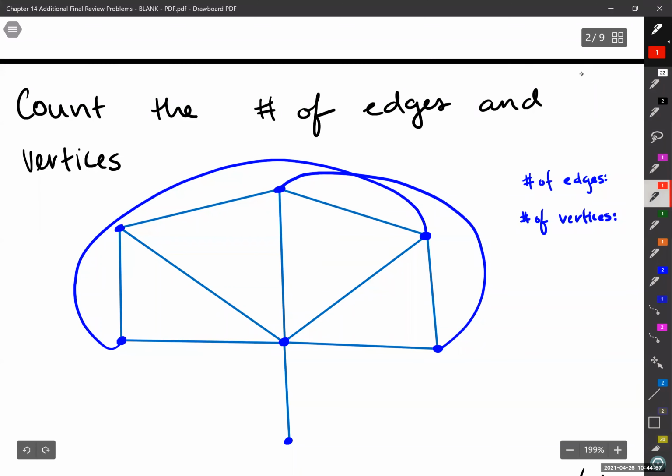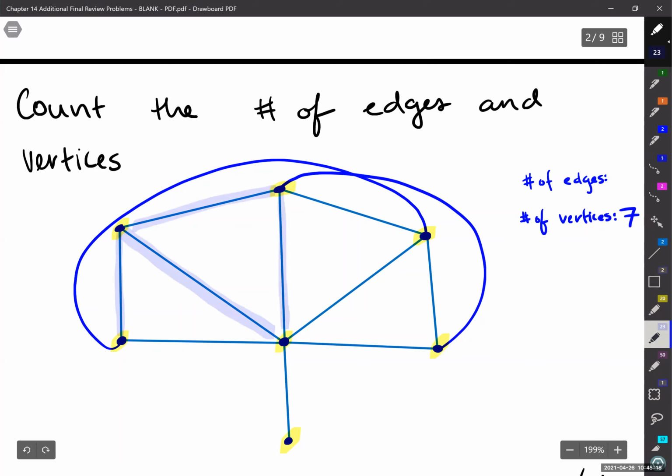So here we know the number of vertices. We've got 1, 2, 3, 4, 5, 6, 7. 7 vertices. And then with the number of edges, I'm just going to highlight so that I know not to count it again. 1, 2, 3, 4, 5, 6, 7, 8, 9, 10, 11, and then 12.